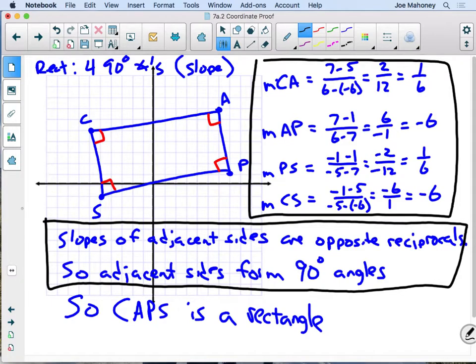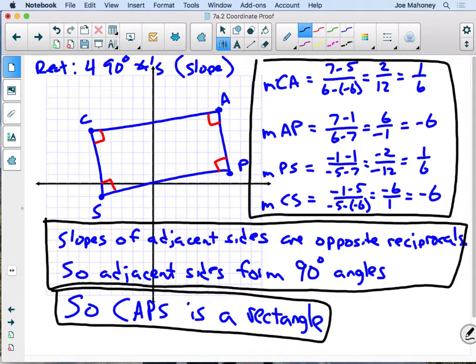And then finally, we wrap it all up and we write a nice concluding sentence. The concluding sentence could just be something like, so blank is a blank. You could do something like that. That's fine. But this is how we do our coordinate geometry proof. Let's take a look at another one.